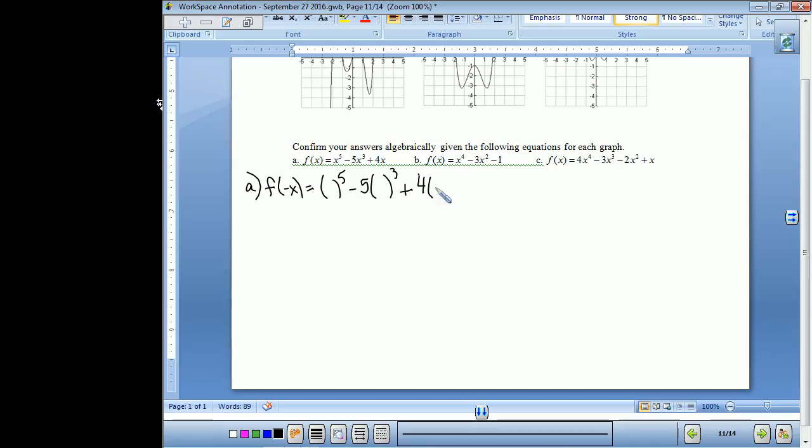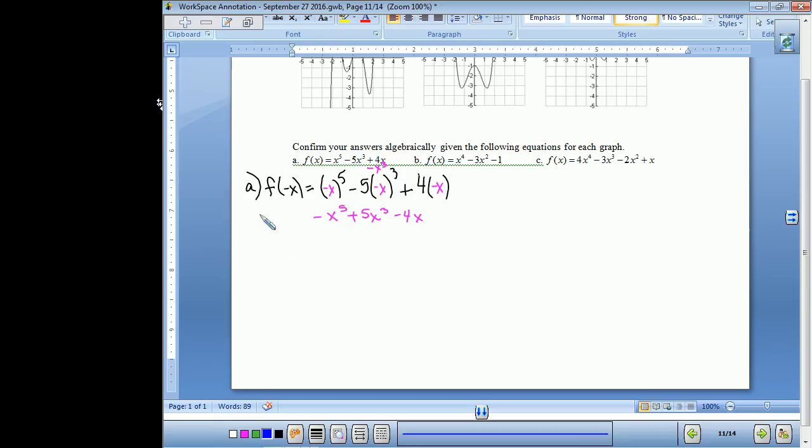Should we calculate this? No. We don't need to calculate this, because all we're plugging in is negative x. So really all we're dealing with is, does the sign change or does it not? A negative raised to an odd power stays negative. So this turns into negative x cubed. And what happens when I multiply negative 5 times negative x cubed? Positive 5x cubed. And here, negative x times 4 is negative 4x.